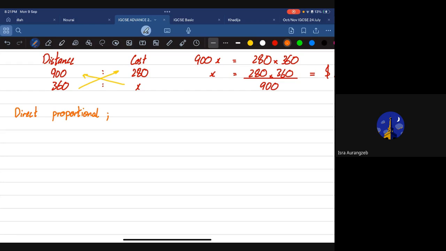Yes, Fahad. So, for example, the extension in a spring is directly proportional to the weight provided, to the load provided.